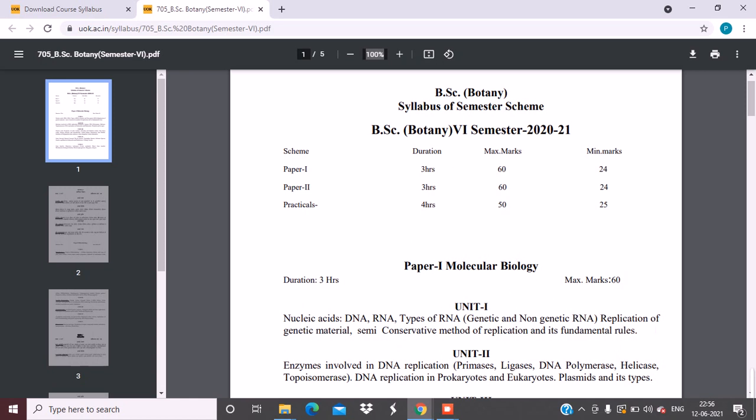Unit first is nucleic acids, DNA, RNA, types of RNA, genetic and non-genetic RNA, replication of genetic material, semi-conservative method of replication and its fundamental rules. Unit second is enzymes involved in DNA replication, primases, ligases, DNA polymerase, helicase, topoisomerase, DNA replication in prokaryotes and eukaryotes, plasmids and its types.